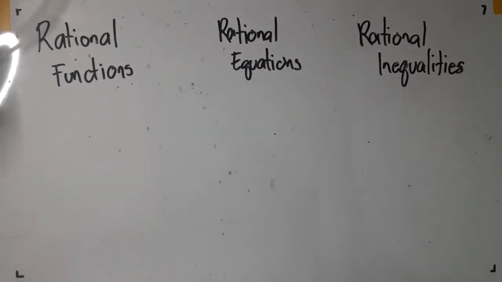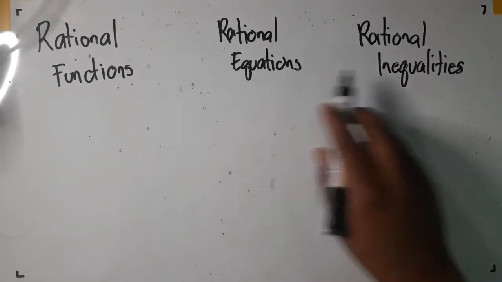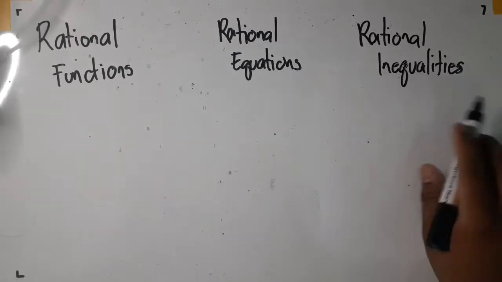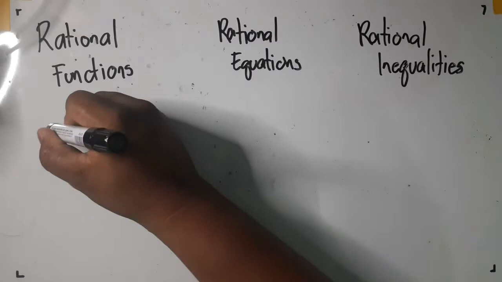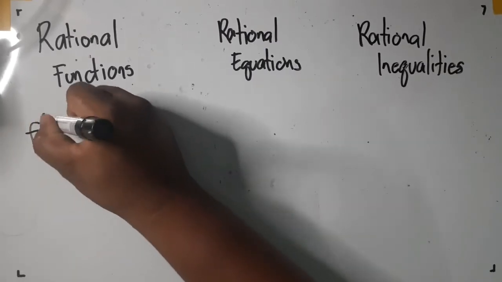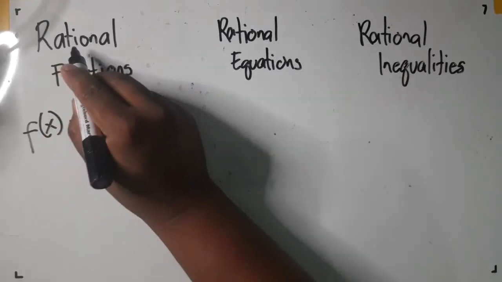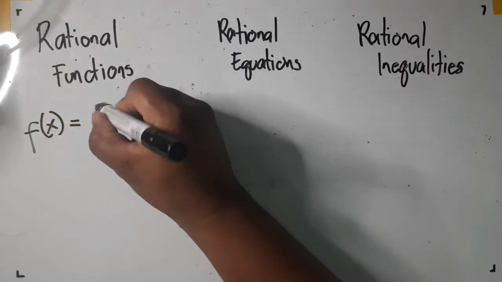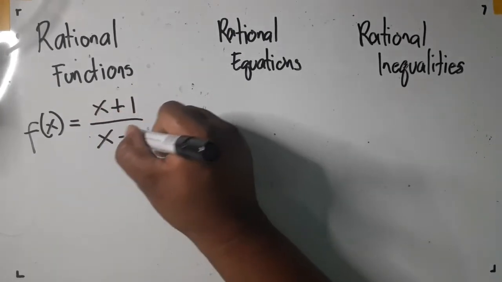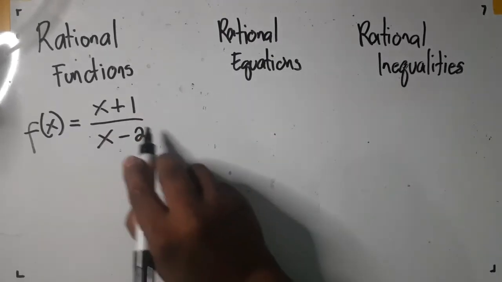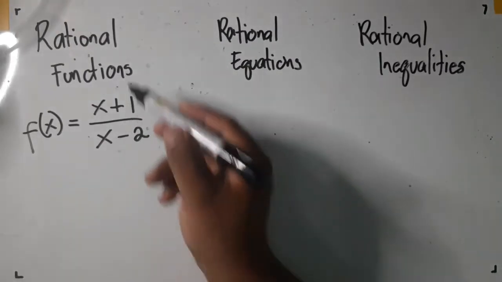So, for Module 2, we will discuss rational functions, rational equations, and rational inequalities. First, let's discuss what rational functions are. A rational function is named, with the f or the g of x. When we say rational, it is a rational expression wherein there is a variable, x or y or any variable, let's say x this time, in the denominator.